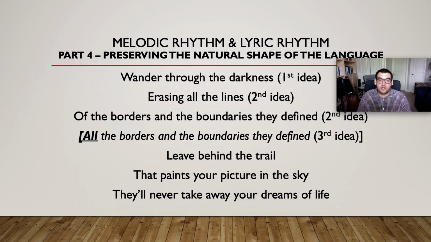Last part here, preserving the natural shape of the language. Wander through the darkness, our first idea, erasing all the lines of the borders and the boundaries they defined. Originally I had "of the borders," but I liked "all the borders and the boundaries they defined" a little bit better. Leave behind the trail that paints your picture in the sky. They'll never take away your dreams of life. As you can see, we're rhyming sky with life. It's a family rhyme, not a perfect rhyme. We're also rhyming lines with defined.